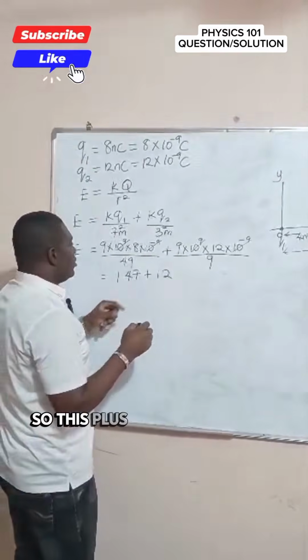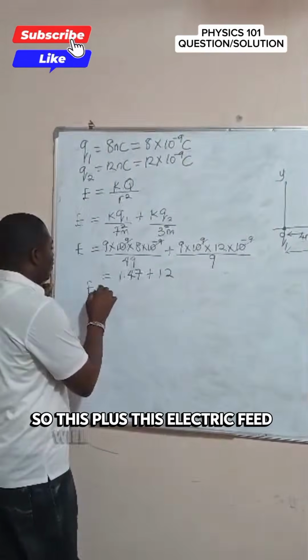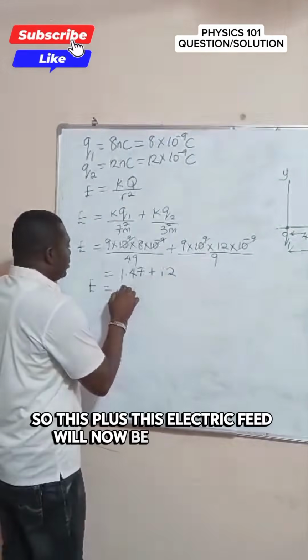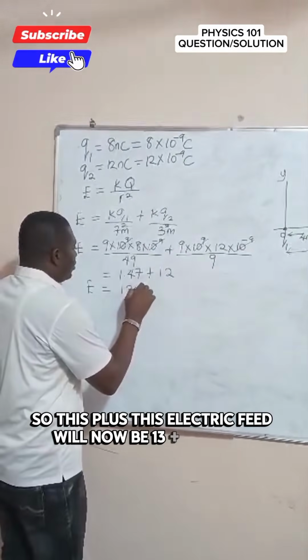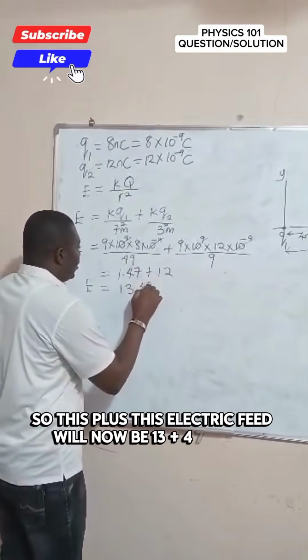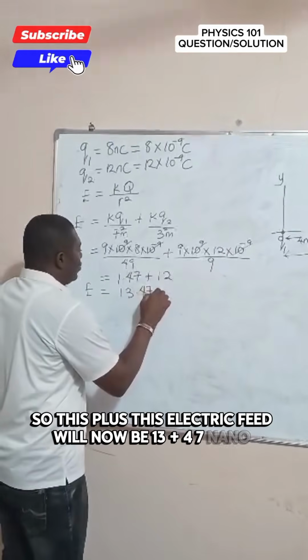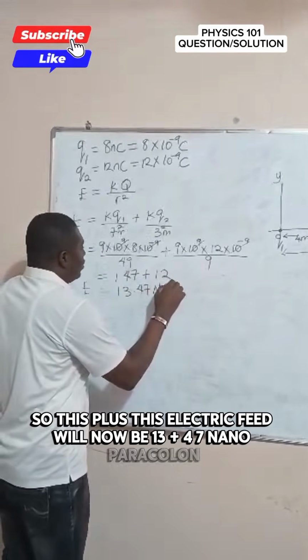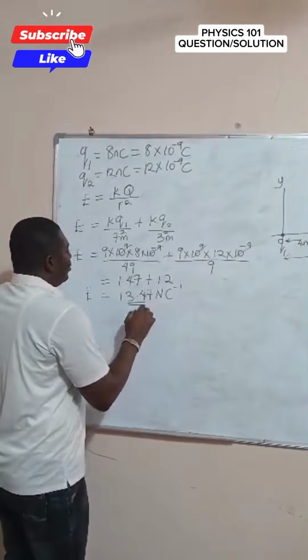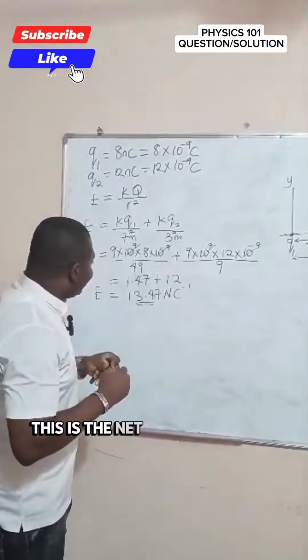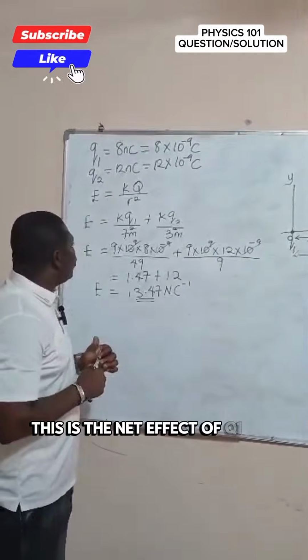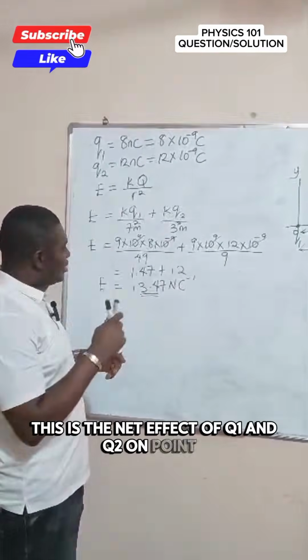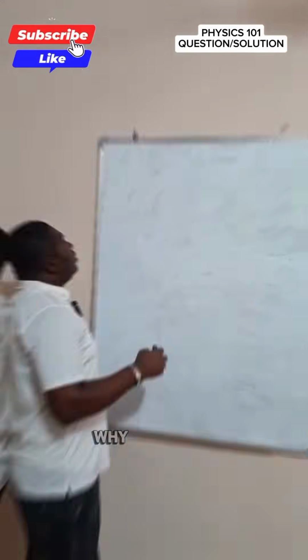So this plus this, the electric field will now be 13.47 nano per coulomb. This is the net effect of Q1 and Q2 on point P.